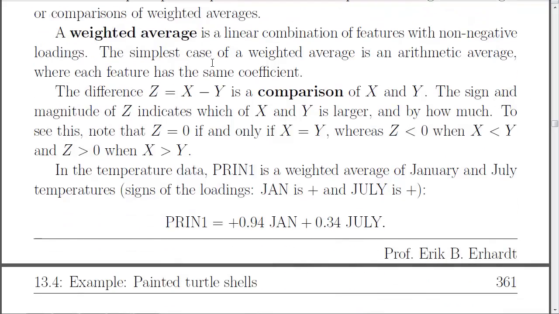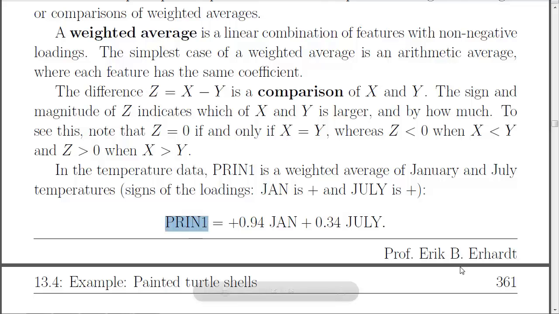So when you have a weighted average or a linear combination of features with all positive or all negative loadings, let's focus on all positive loadings, that's like our first principal component in the temperature data set. This shows how the two variables vary together. So principal component 1 describes how, as the January temperature increases, the July temperature also increases. Principal component 1 is a weighted average of these two variables and is how they vary together.